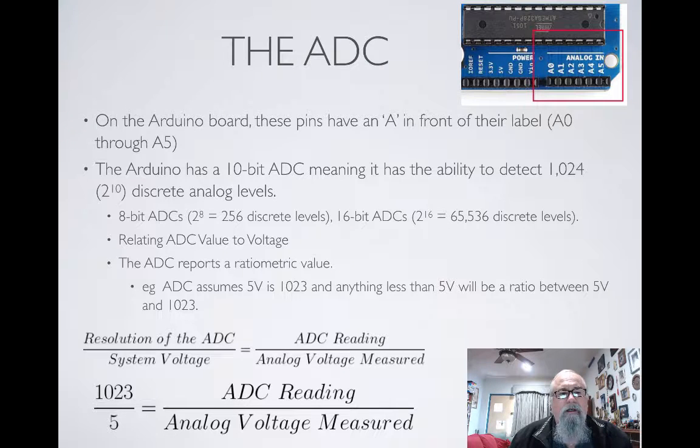So in our Arduino case, we've got 1023 divided by 5, which equals the ADC reading divided by the analog voltage measured. So that will give us a voltage level out once we rearrange that formula.